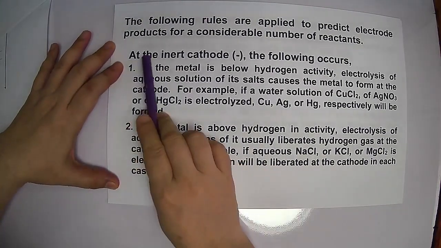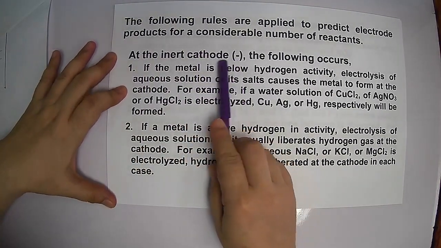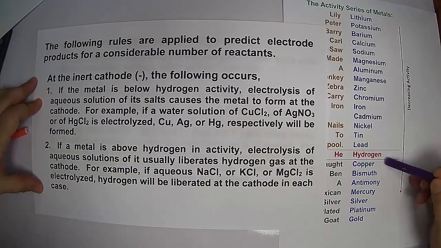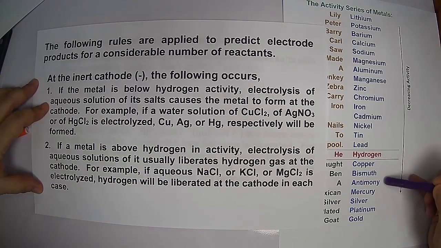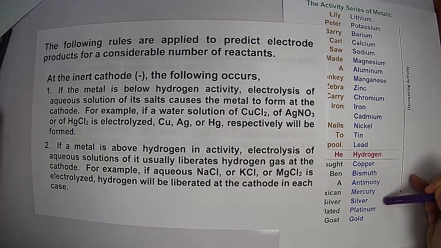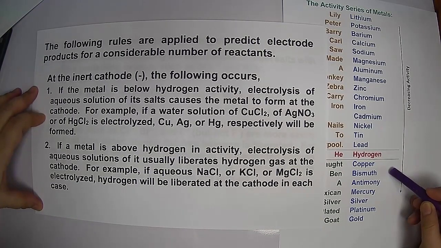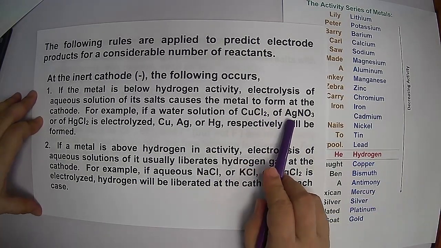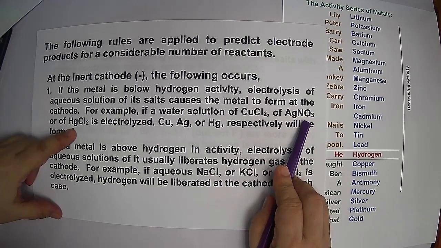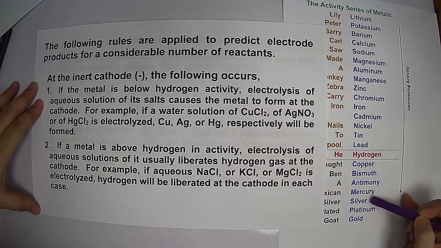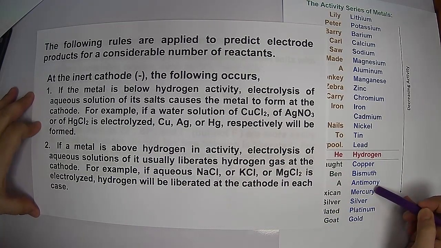At the inert cathode, a negatively charged cathode in an electrolytic cell, the following occurs. If the metal is below hydrogen in activity, electrolysis of the aqueous solution of its salts causes the metal to form at the cathode. For example, if a water solution of cupric chloride, silver nitrate, or mercuric chloride is electrolyzed, then copper, silver, and mercury respectively will be formed at the cathode.